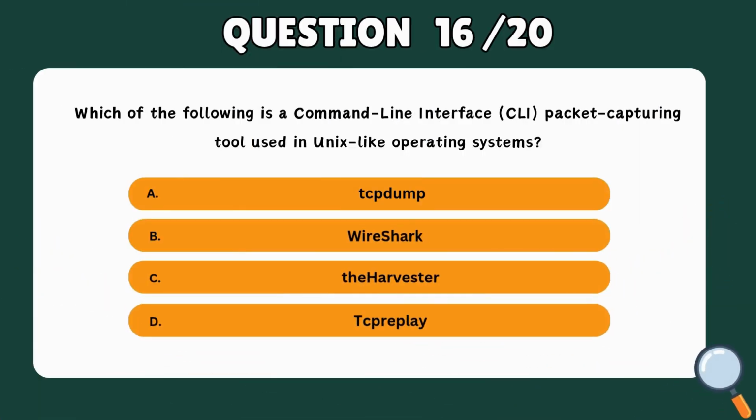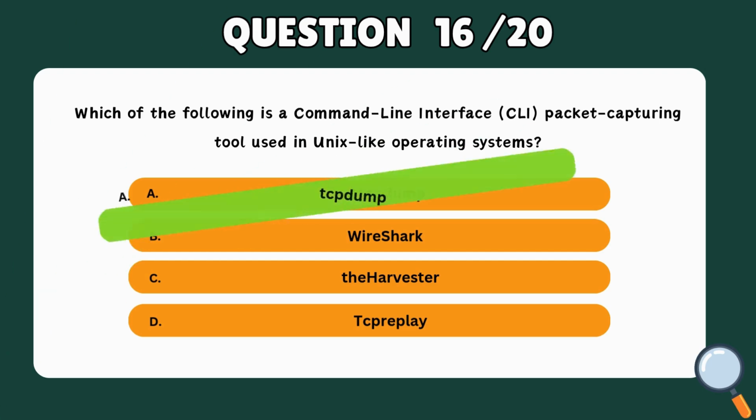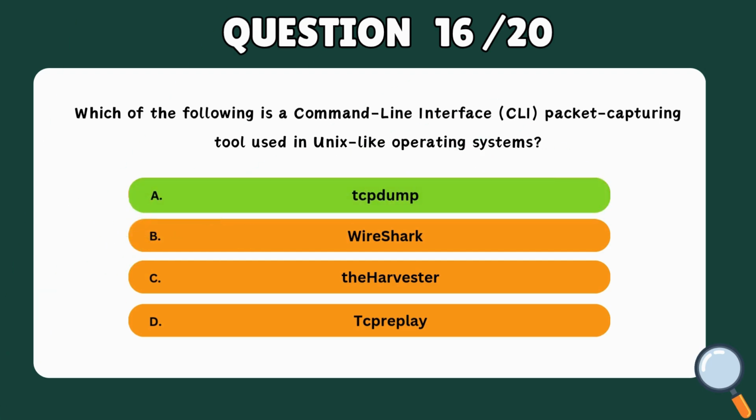Question 16. Which of the following is a command line interface packet capturing tool used in Unix-like operating systems? A. TCP dump. B. Wireshark. C. The harvester. D. TCP replay. Correct answer: A. TCP dump.